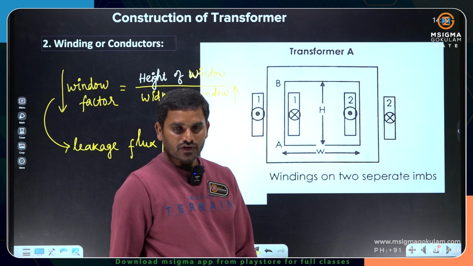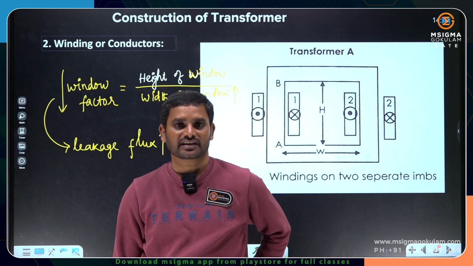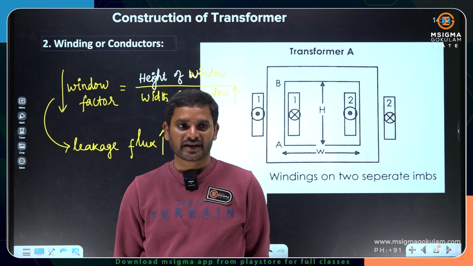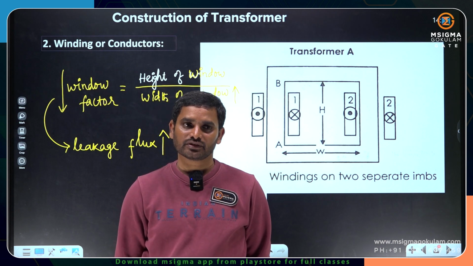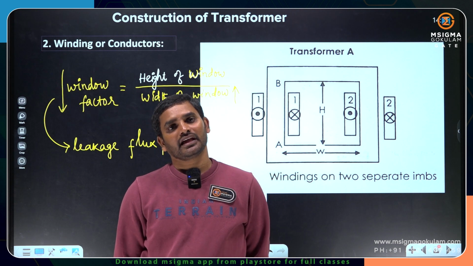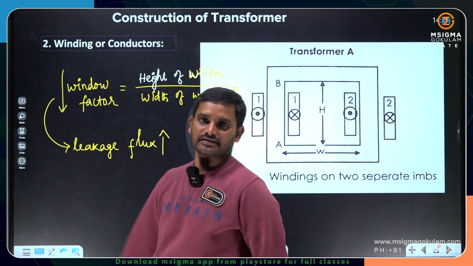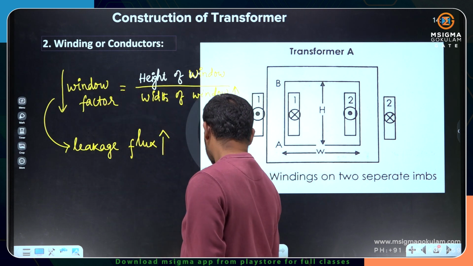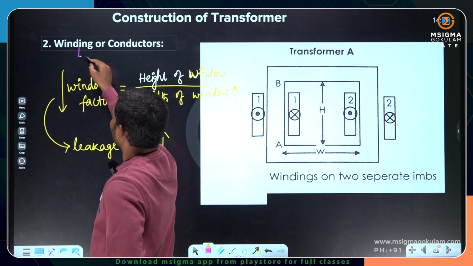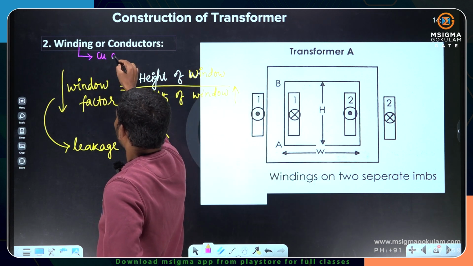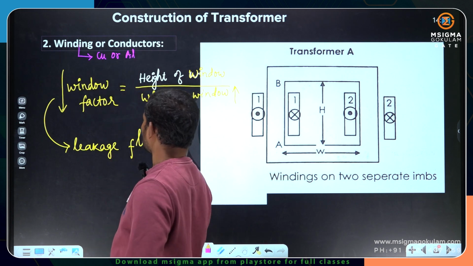So far we have discussed the types of magnetic circuits, the shape of the magnetic circuit, the leakage flux component and all those things. Let us move on to the other part. Apart from the magnetic path, the other part is the windings. How do you place the windings? Winding can be of copper material or otherwise aluminum material. Generally we choose copper material.